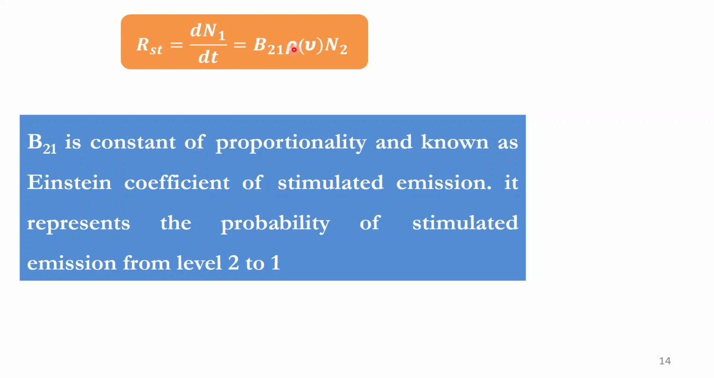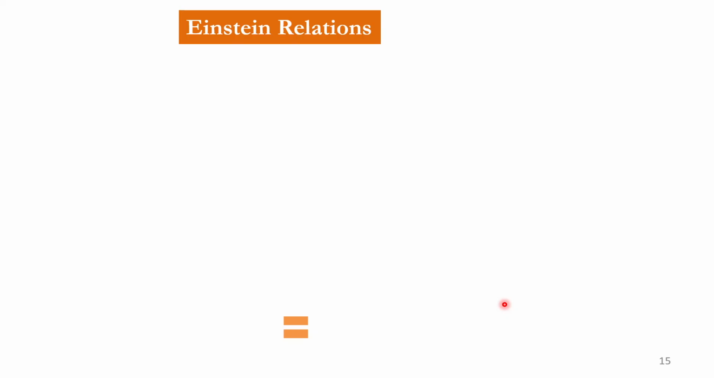So students, again you have to remember that the Einstein coefficient of stimulated emission B21 represents the probability of stimulated emission when there is a transition from the higher energy level E2 to the lower energy level E1.